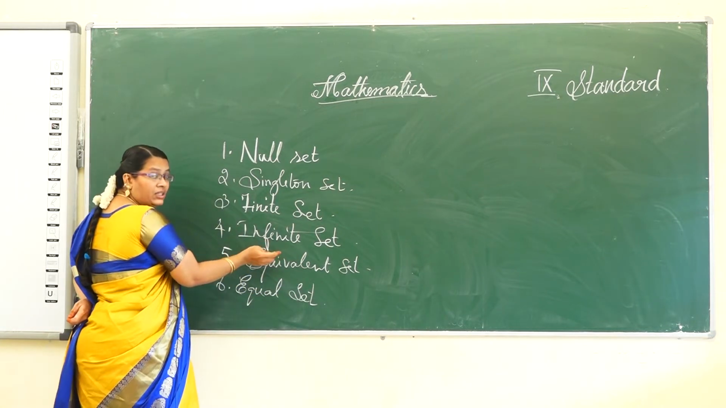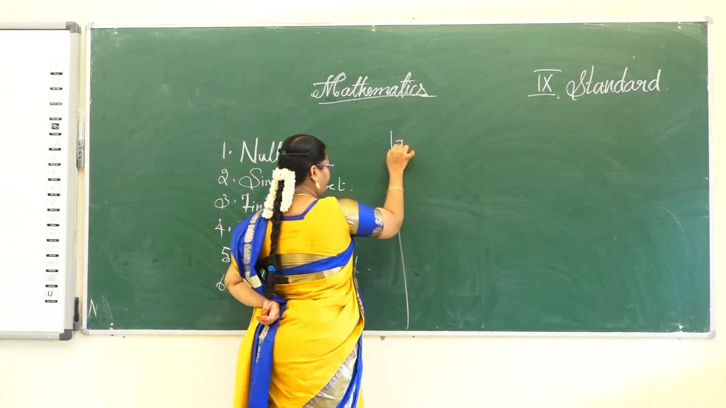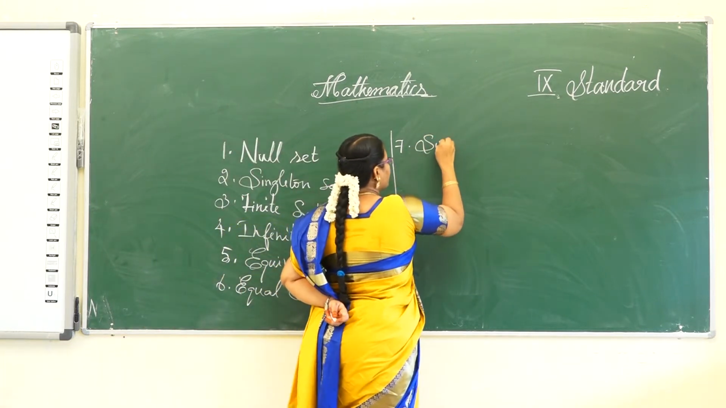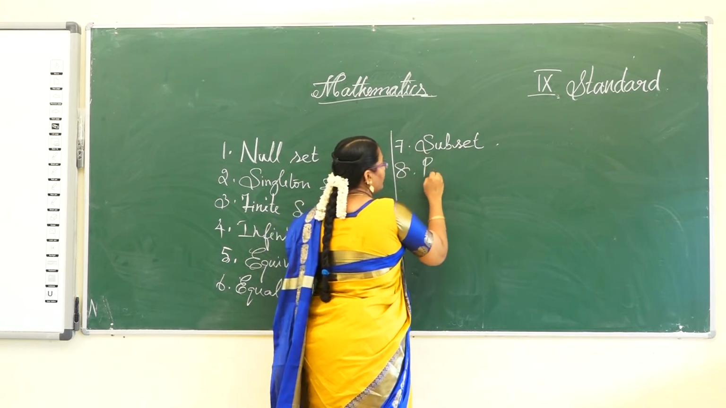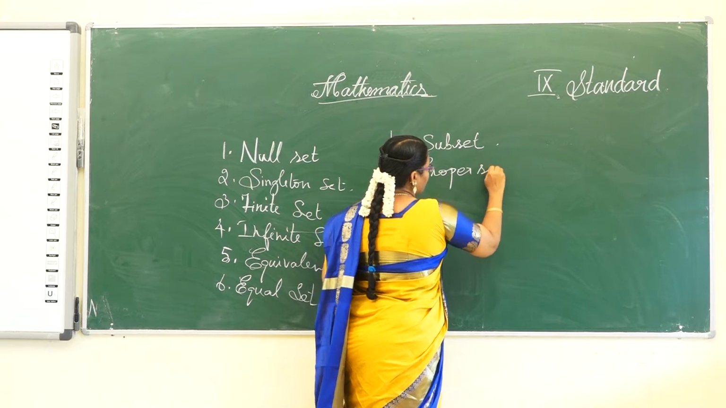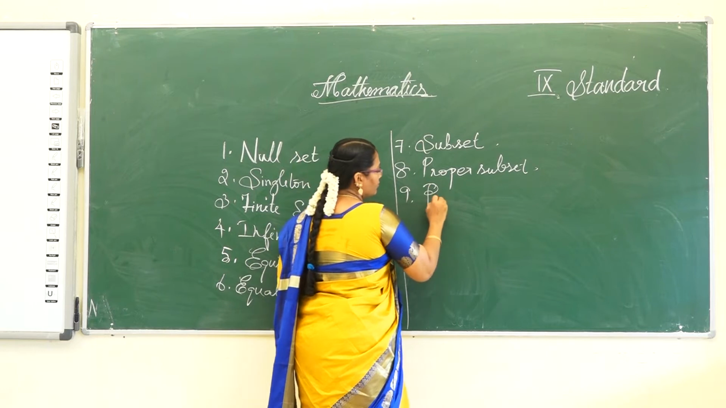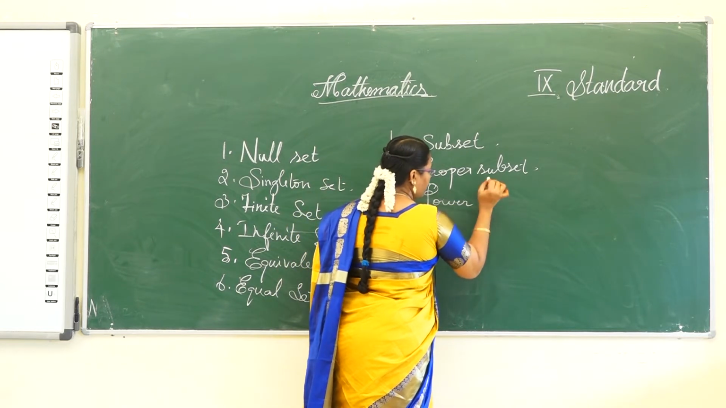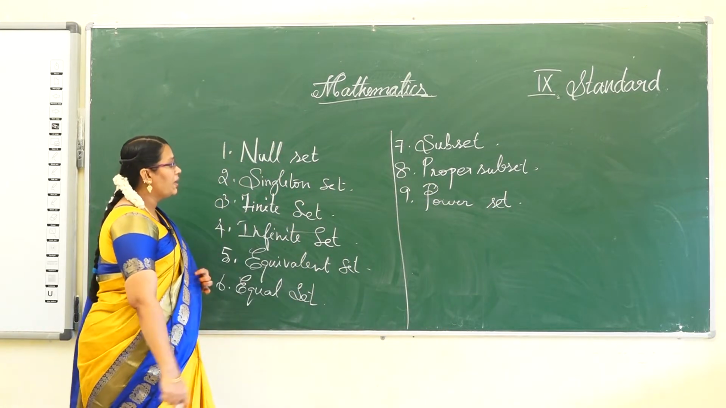In between we also learned the cardinal number of a set here. And seventh one, subsets; eighth one, proper subsets; and ninth one, power sets. Just recap all the types of sets.